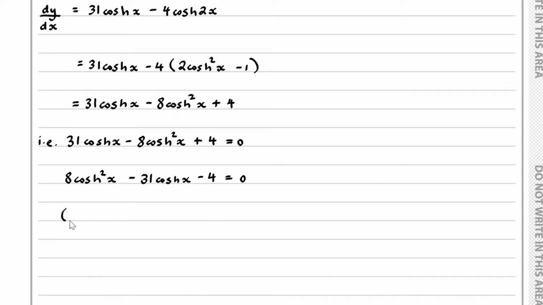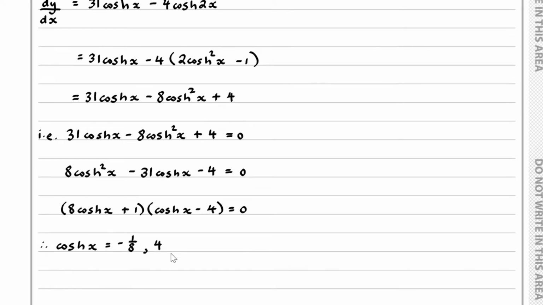We can now factorize this. We have 8 cosh x plus 1 times cosh x minus 4, and all of this is equal to 0. So what you can see from here is that hyperbolic cosine x is equal to minus 1/8 and also equal to 4.